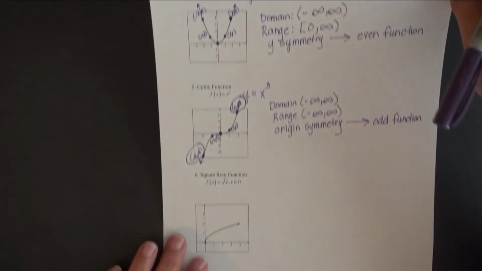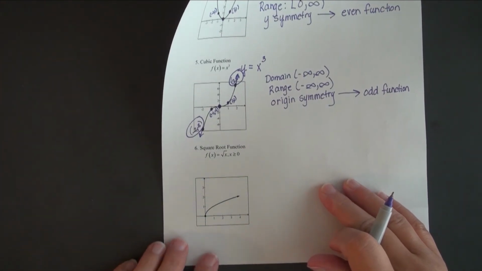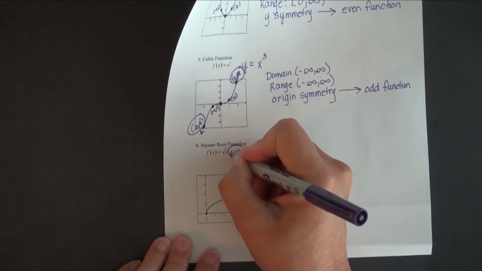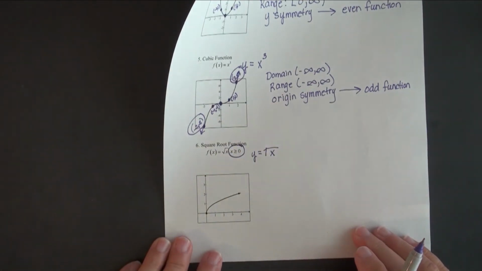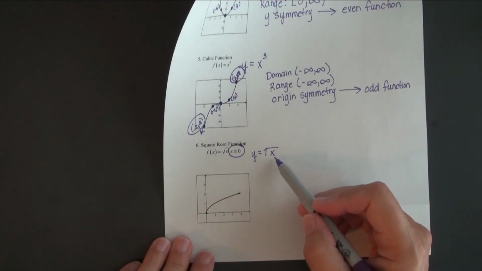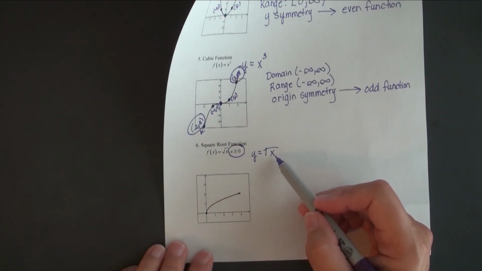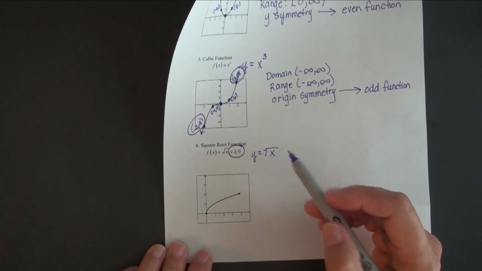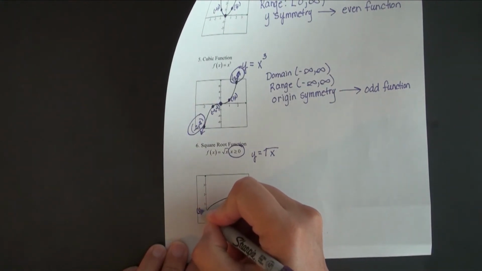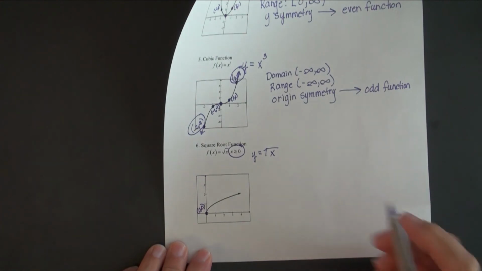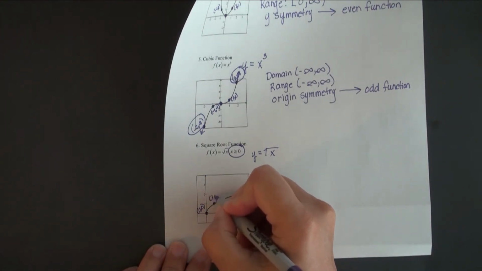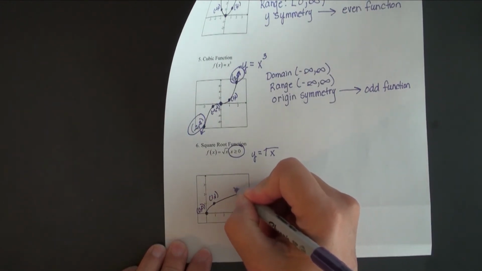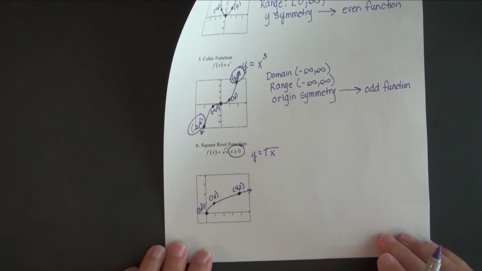Our sixth graph is the square root function, and the square root function is y equals the square root of x, and you'll notice that x has to be greater than or equal to 0. And the reason for that is because if x were negative, we would have a negative number under the radical, and that would be imaginary. So I know that the square root of 0 is 0, so 0, 0 is on this graph. The square root of 1 is 1, so 1, 1 is on this graph. And the square root of 4 is 2, so 4, 2 is on this graph.